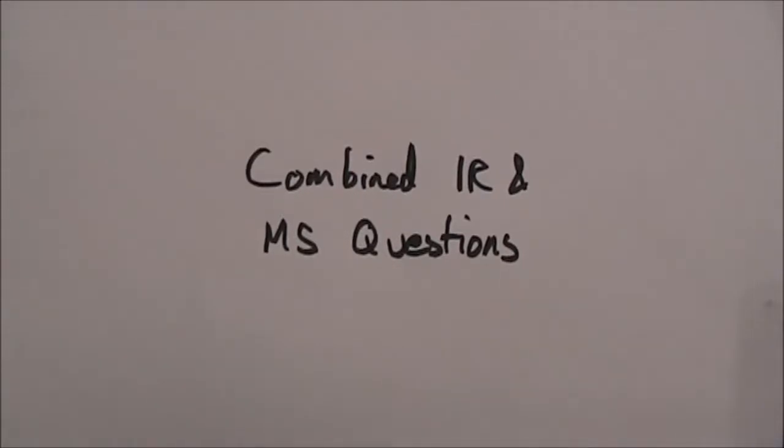We're going to look at some combined infrared and mass spectrometry questions today. We occasionally get one of these. In fact, they're quite common on the old specification, the new specification. There's been one already on the 2016 paper, which is available online. If you want to follow me with this, you need to find the 2016 paper from OCR Chemistry A-level, and it's question 7.